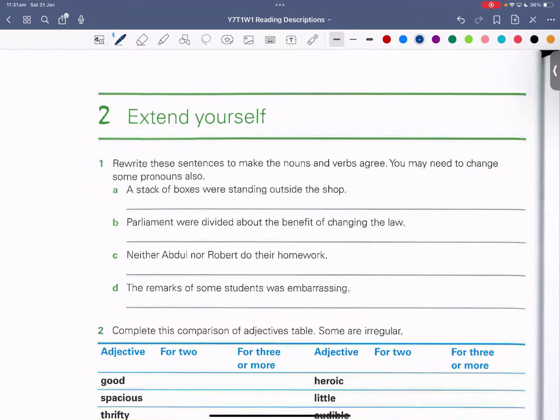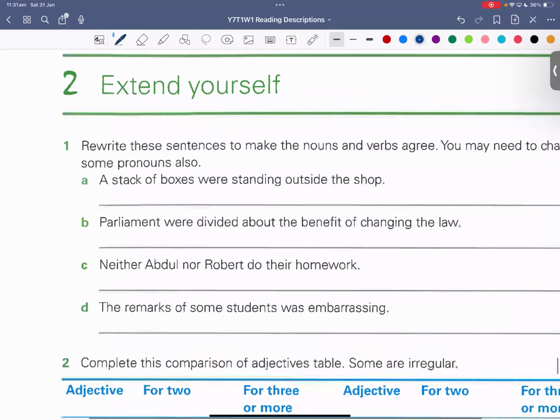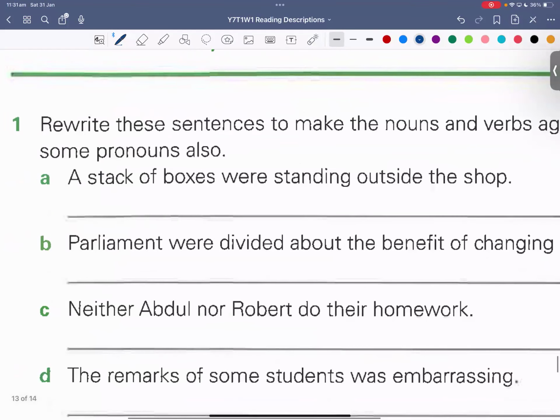So 1A: a stack of boxes was standing outside the shop. What here is a noun and verb, first of all? It's actually the stack here that's the noun. Boxes is like a noun inside of that noun. The main noun that they're referring to that's actually standing is a stack. What about shop? We're talking about the noun and verb that match with each other.